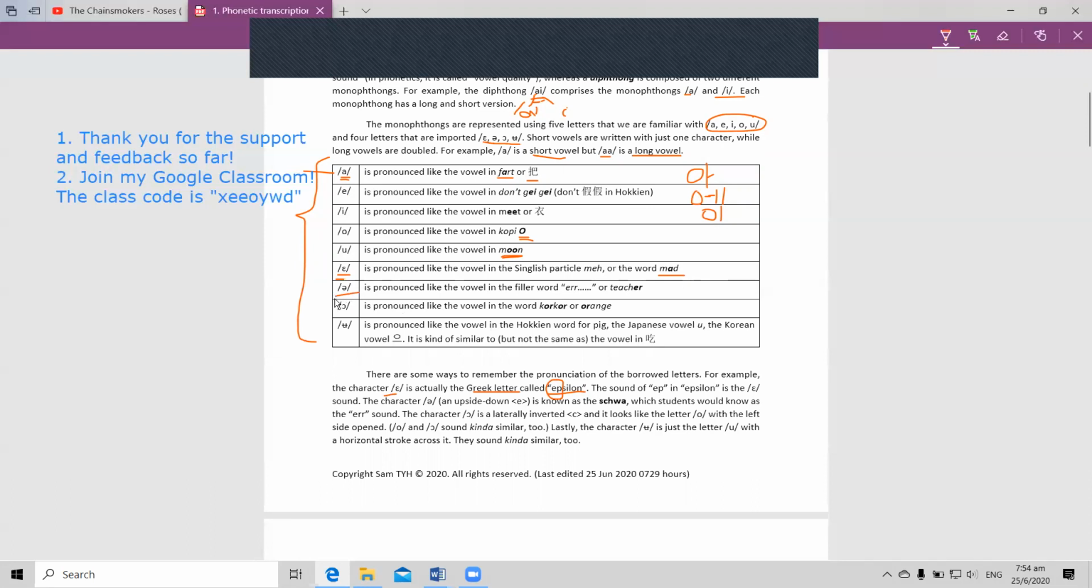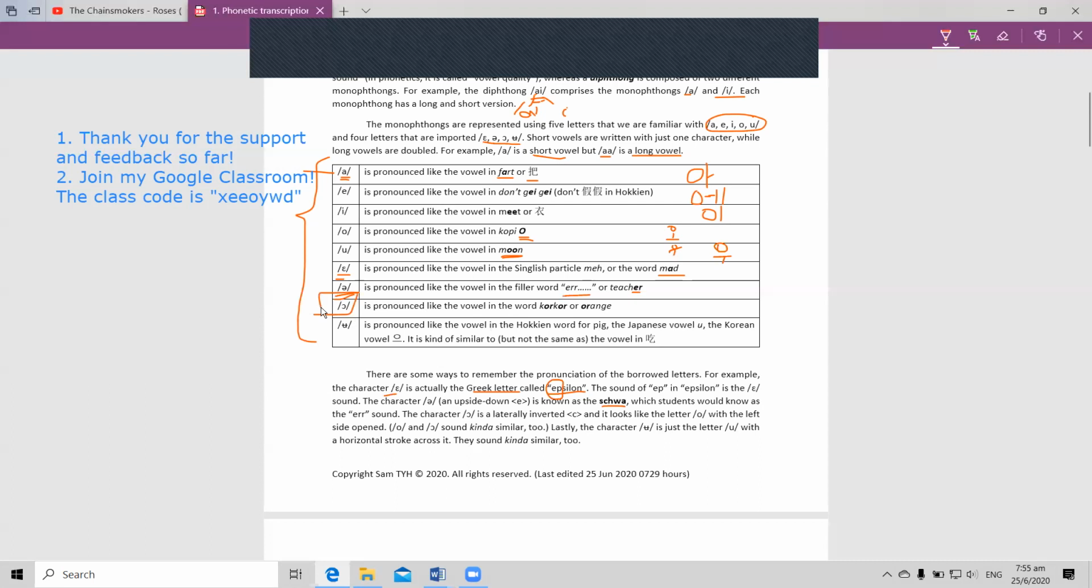Next, this is known as the schwa. If you learn linguistics, phonetics especially, you'll probably come across this vowel. It is pronounced like when you say I don't know, or when you pronounce teacher. O in Korean is this, right? And U is this thing. Let me rewrite it, something like this.